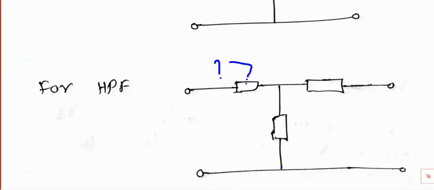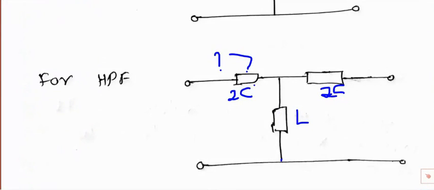Suppose this is a high pass filter. What is the component here? 2C. Component is 2C, 2C, L. Okay, chalo, in the chat box you are giving the answer. So I hope you can remember this. So these are the standard diagrams.